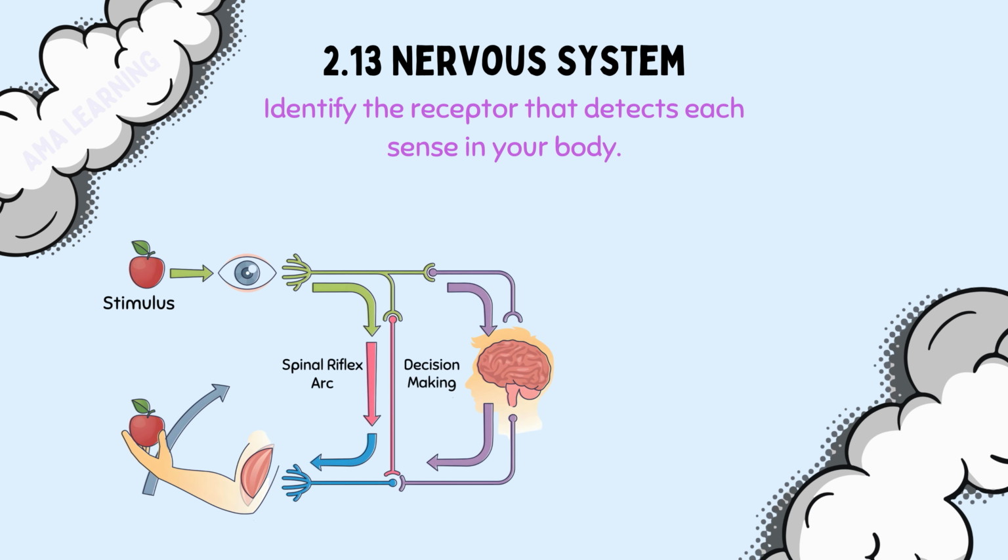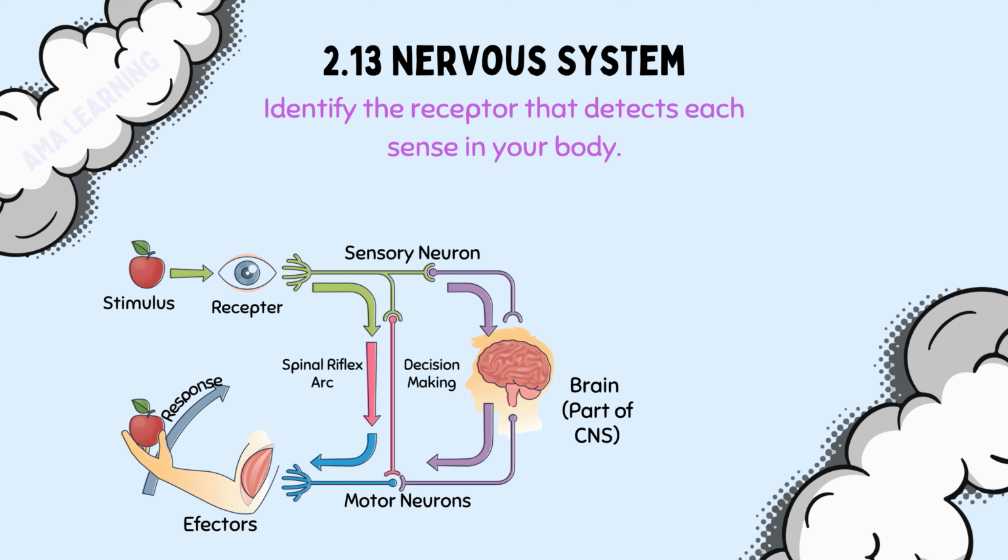So once the stimulus is detected by the receptor cells, an electrical impulse is sent through the sensory neuron to the CNS. The CNS then sends electrical impulses to the effectors through the motor neurons. This brings about a response. The CNS is the brain and spinal cord.